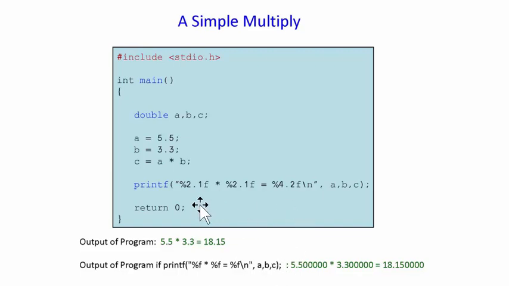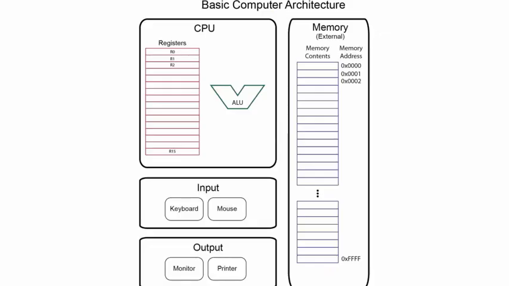Okay, so if I didn't have those, if I just put %f, %f, %f, it would print out a whole bunch of trailing digits. Okay, so it's relatively straightforward. But why don't we take a look at more details of what is going on in a computer system?